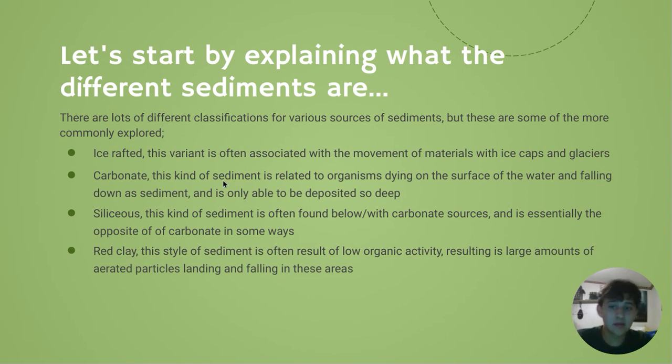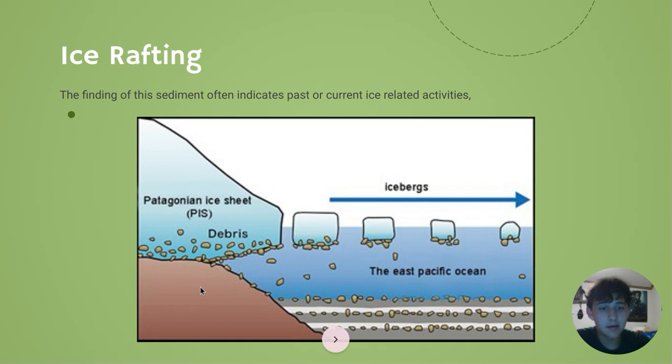Then we got carbonate, which is going to be based on sediment dropped by dead organisms from the surface. Then siliceous, which is going to be basically just rocks, and there's a small amount done by organisms. And then we got red clay, which is almost entirely made up of dust from all over the place and is in places that are pretty dead.